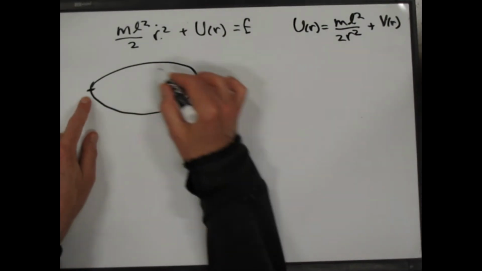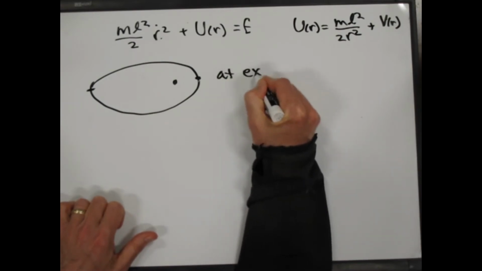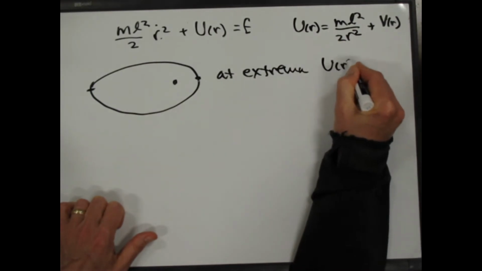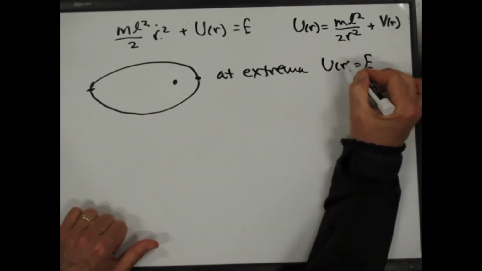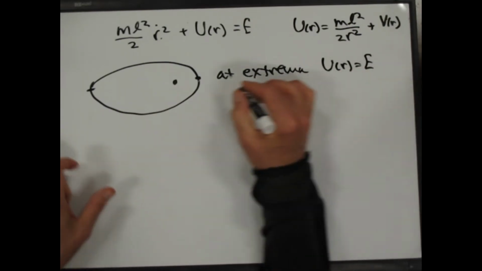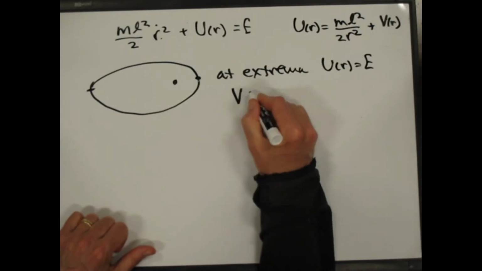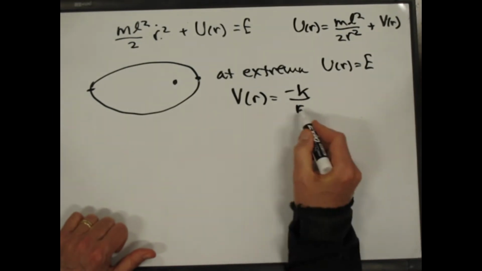And so at these two points, this term goes away, and so we could say at the extrema, u of r is equal to e. We can use our knowledge of those functions to figure out what the values of r are at the limits. If we're going to have a 1 over r squared force, we can say v of r is equal to minus k over r. That's the potential energy.